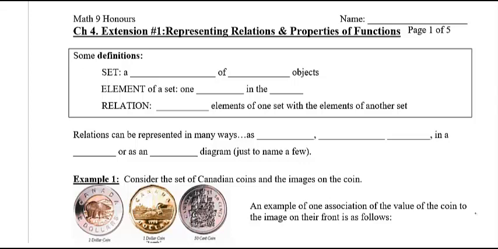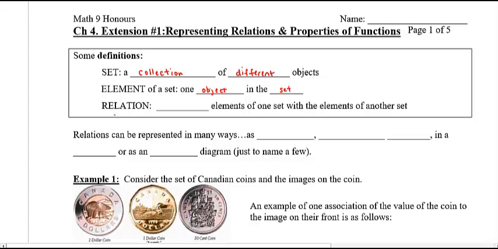Okay? What I want to do, first of all, is just tell you some definitions of a few words that we use in math. A set really is the following. It's a collection of different objects. So if I ever ask you, here's a set of things, it's just a whole bunch of different objects put together. Now, an element of a set is really one of the objects, one object in the set.